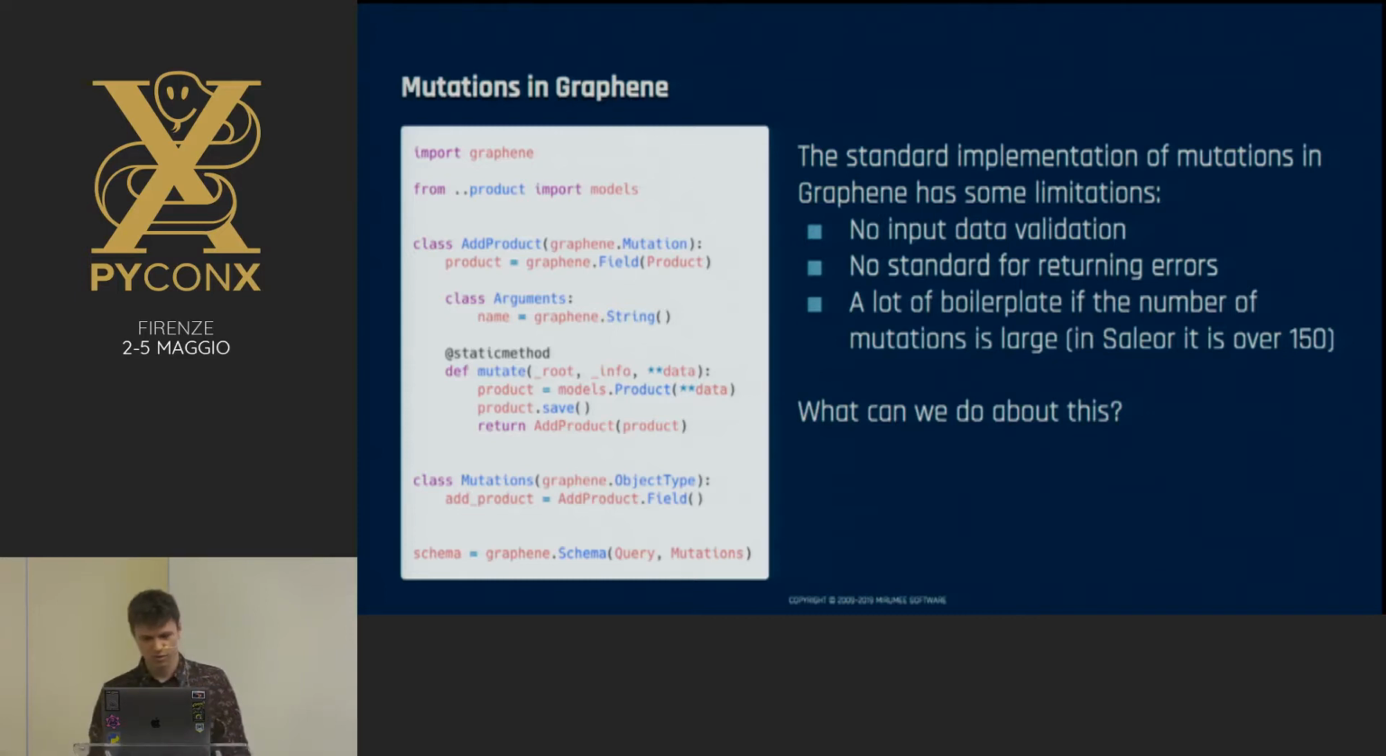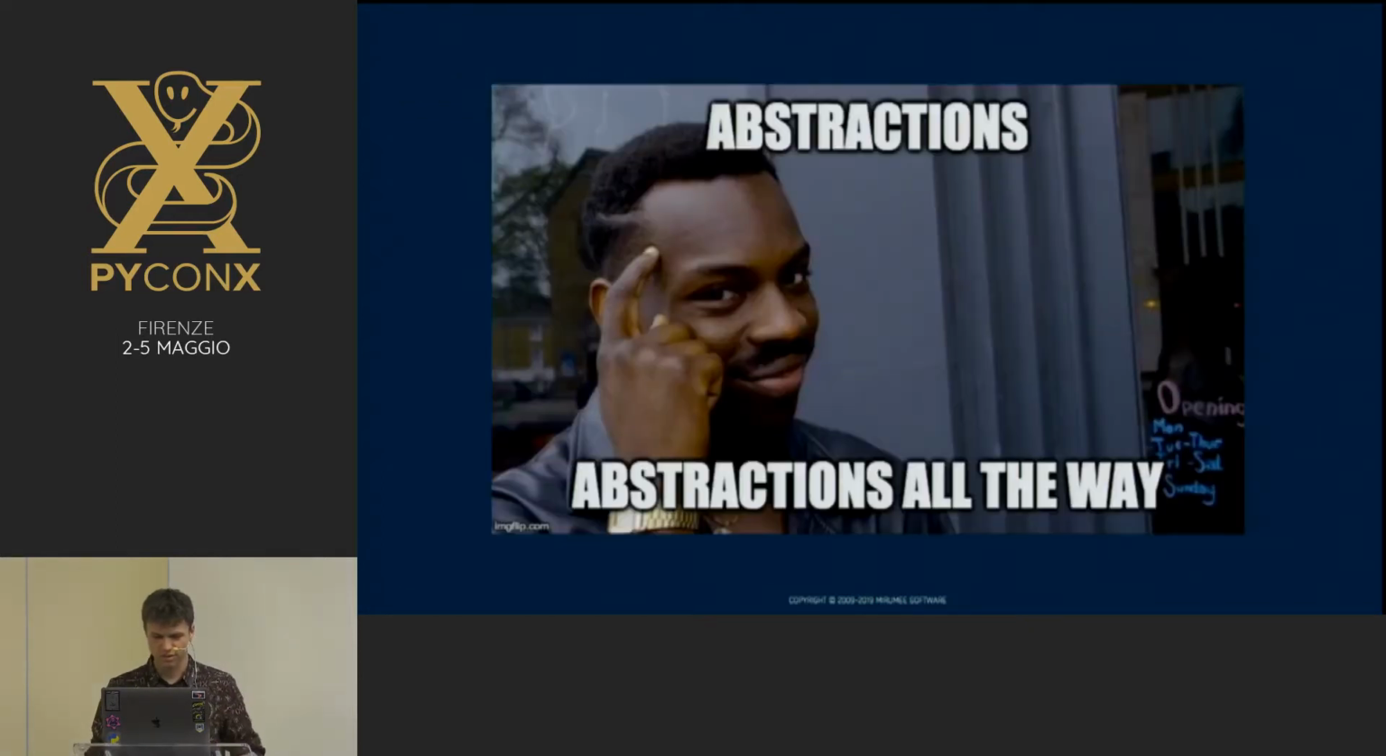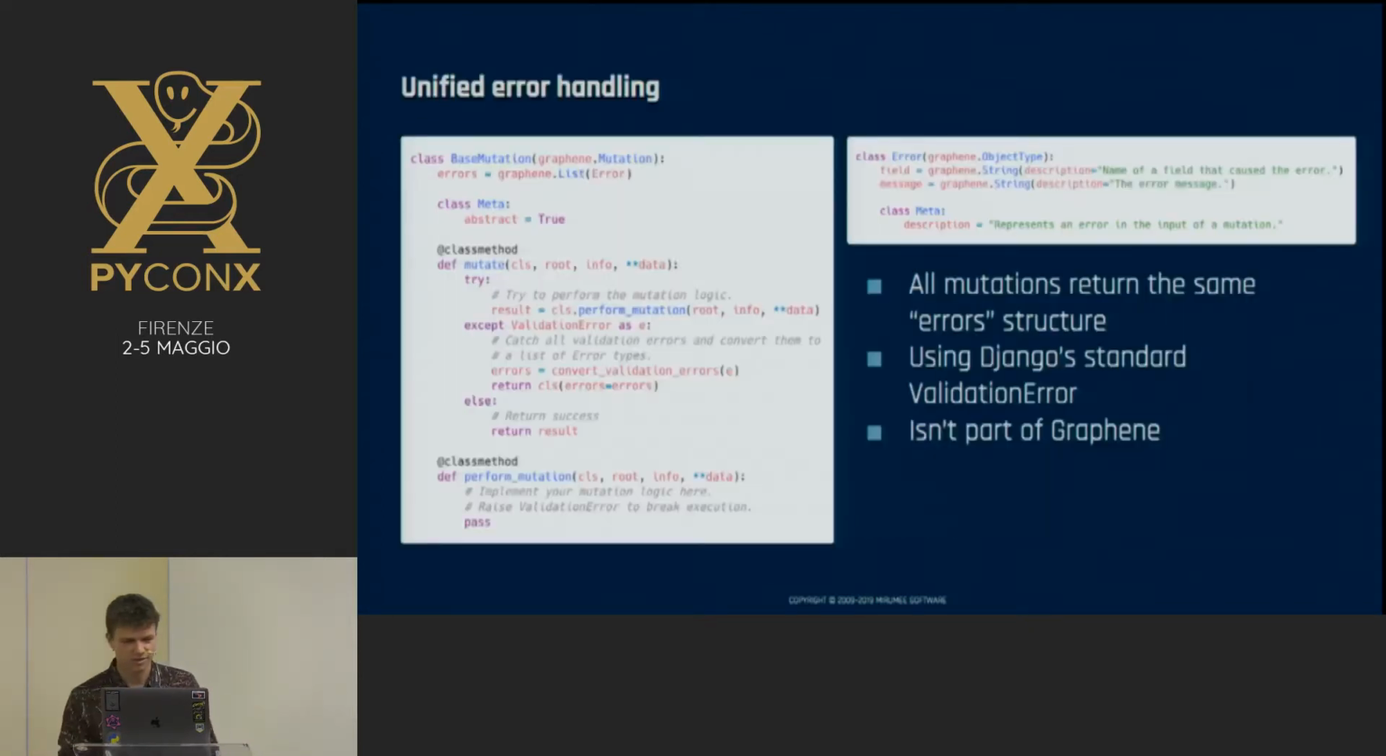So what can we do about this? Of course, we build abstractions. Developers love abstractions, especially in Python, where it is really easy to create flexible code. So the first thing we invented was this base mutation class. And what it does is it defines the errors field in the response. And you can see on the right how the error type actually looks like. And we've modified a little bit the mutate function. So we've added the perform mutation class function at the bottom.